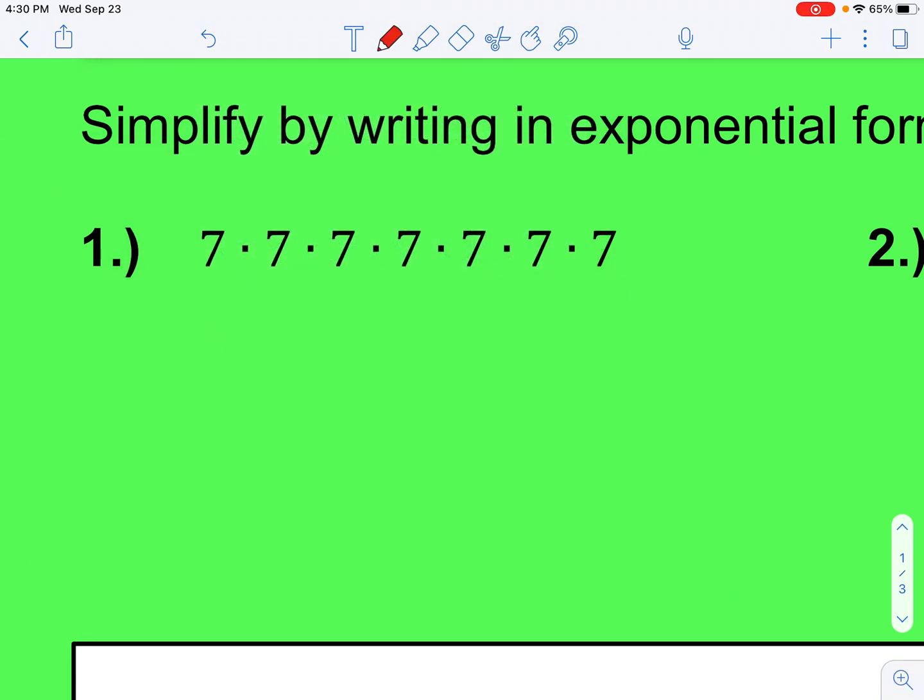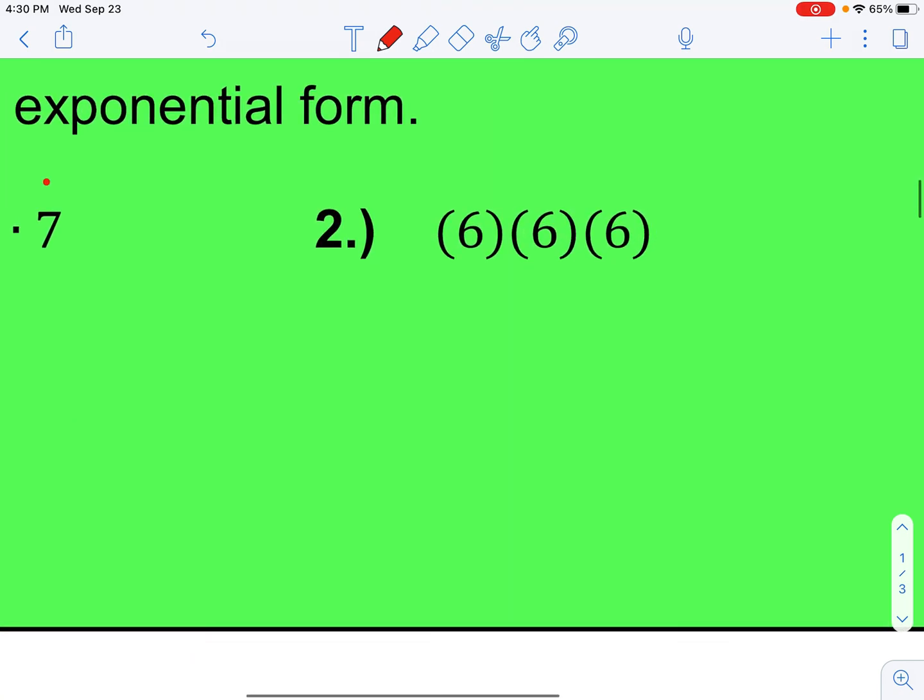Our base is going to be the number that is being multiplied. So our base is 7. Now we're going to count how many times I am multiplying by 7. 1, 2, 3, 4, 5, 6, 7. So my exponential form for this problem is 7 to the 7th power.